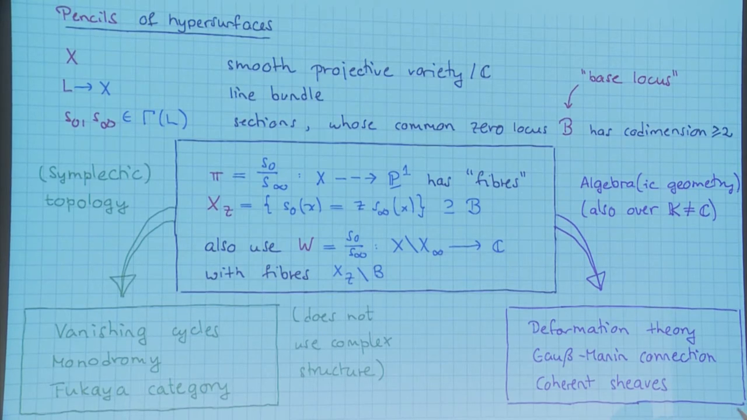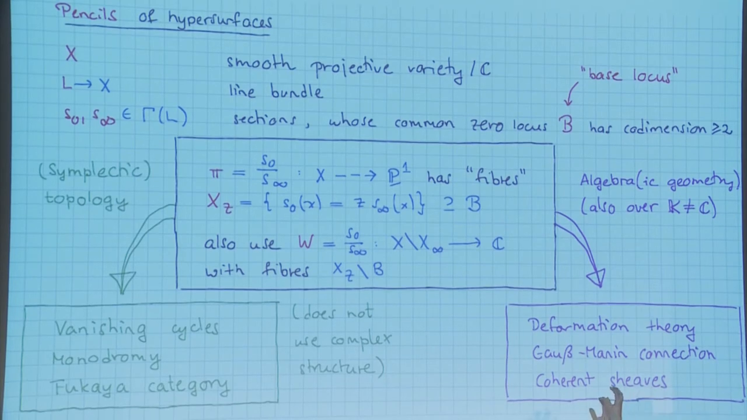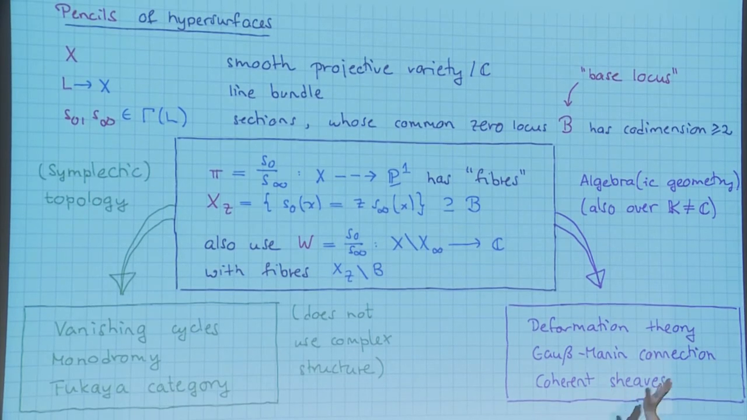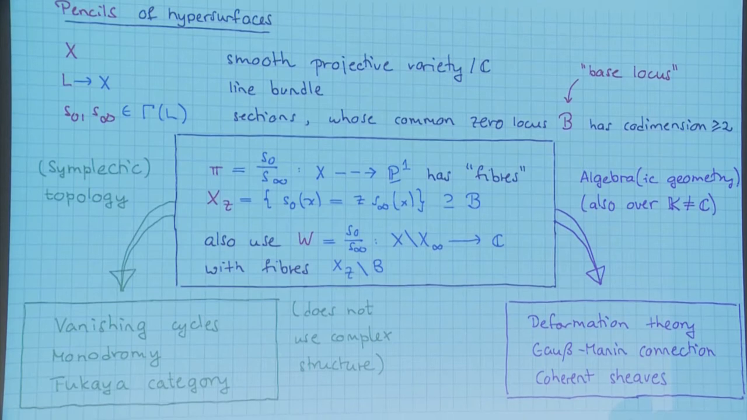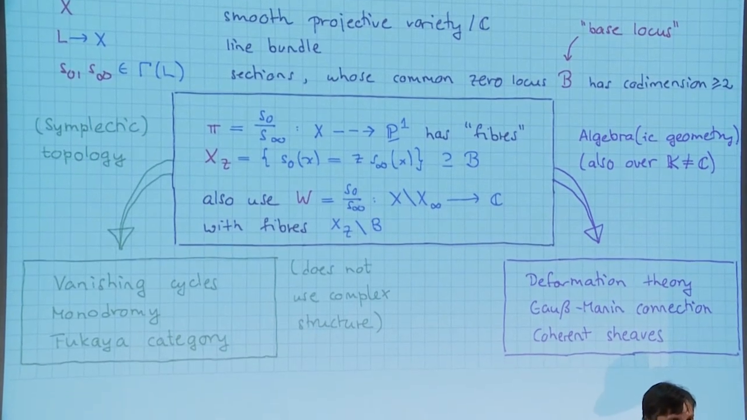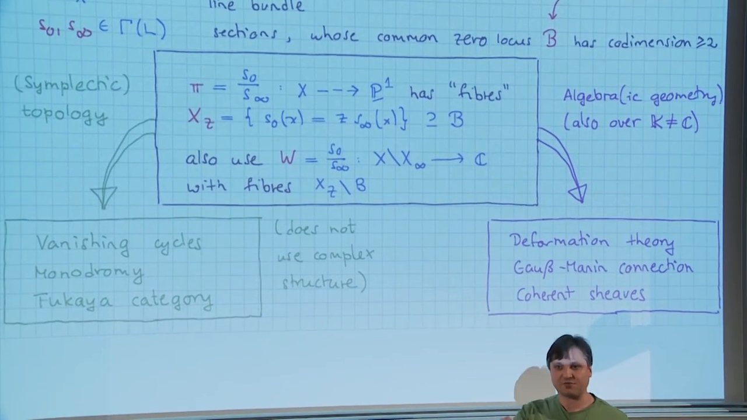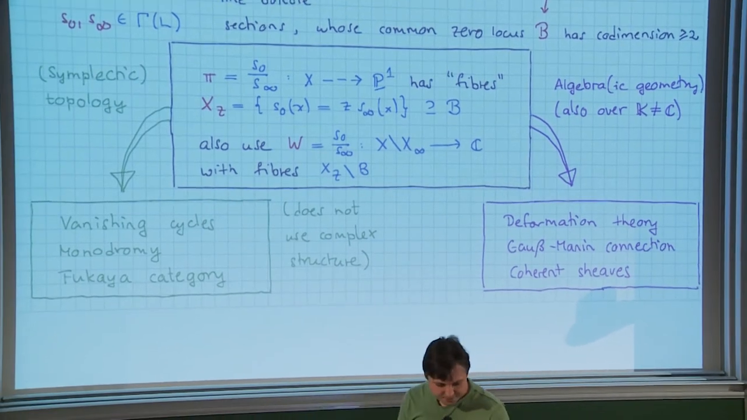So here actually the numbers really matter, right? So in your family there will be certain parameter values z where special things happen. Maybe a cycle becomes algebraic, and those things are relevant. Okay.